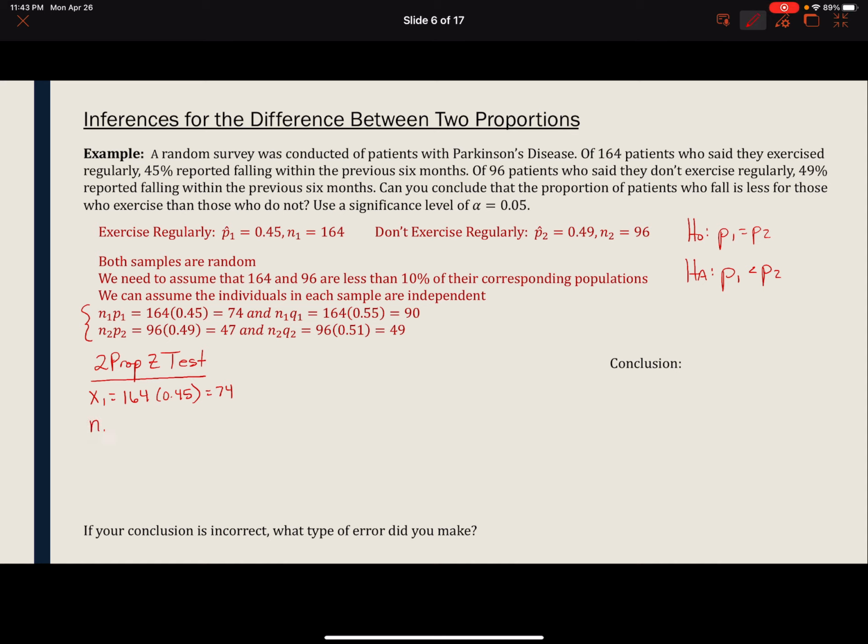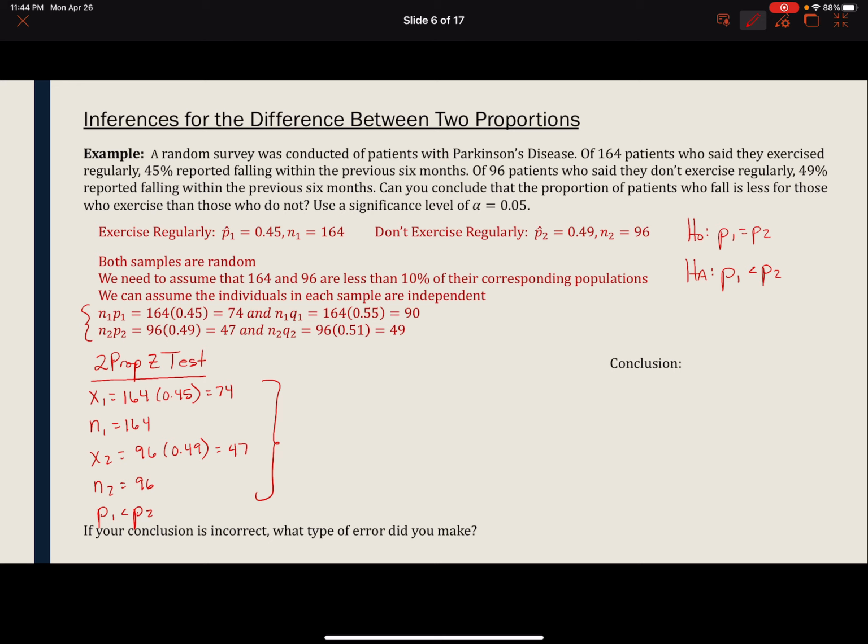So N1 is 164. We do the same thing with X2. The sample size is 96 and the proportion is 0.49. So when we multiply those and round, we get 47. And then N2 is 96. And then the question that we're asking is, is P1 less than P2? Right, that's the alternative hypothesis.